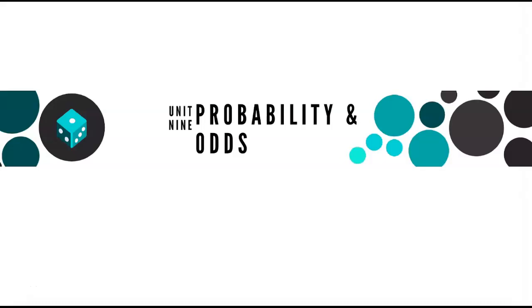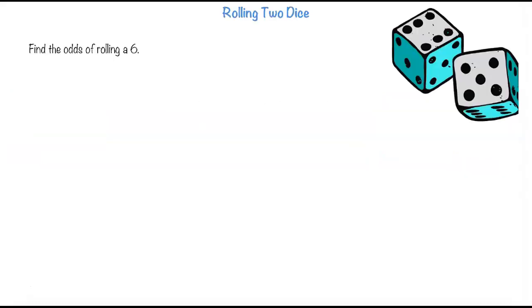In this lecture video, we're going to learn how to calculate odds in favor and odds against. We will also talk about the relationship between odds and probability. Let's begin with this example of rolling two dice. We need to find the odds of rolling a 6.